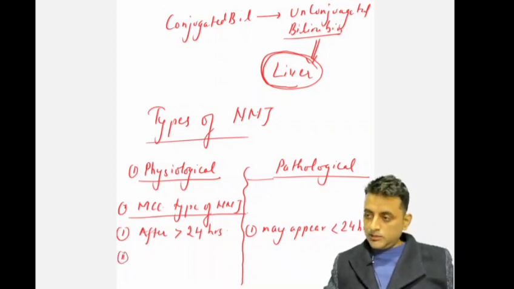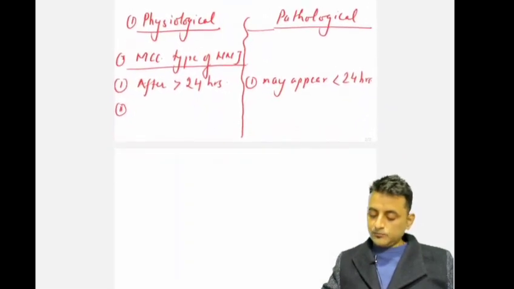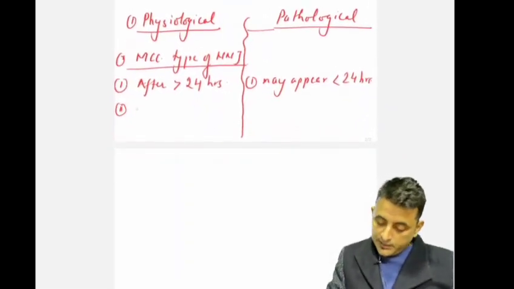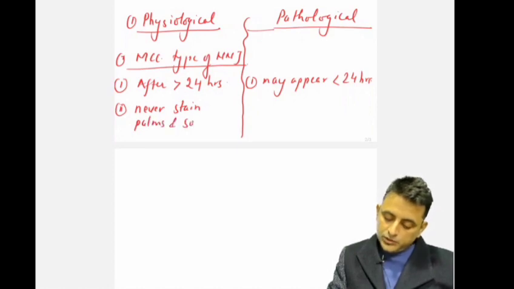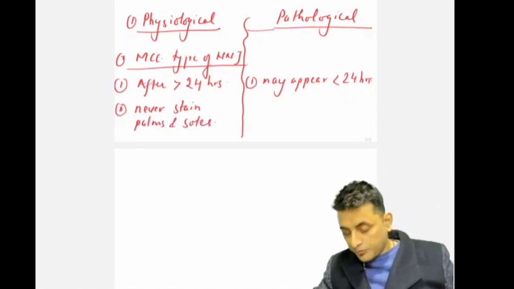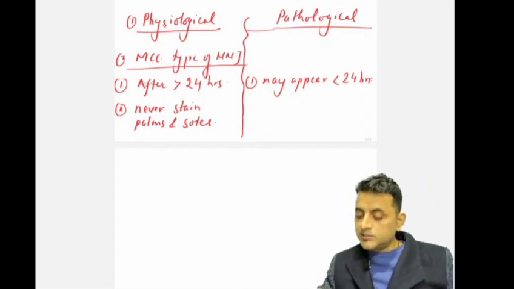So for pathological jaundice, if any jaundice appears within 24 hours, it is pathological, but pathological jaundice may also appear beyond 24 hours. And what happens is, clinically physiological jaundice never stains palms and soles. If you see a newborn baby whose palms and soles are stained, that can never be physiological. It is pathological and it needs treatment.